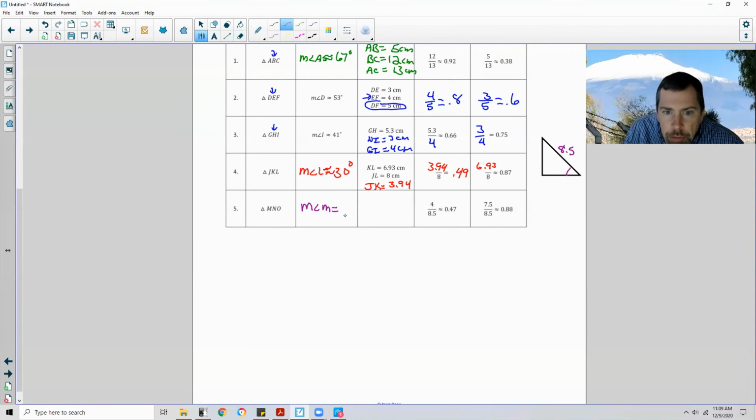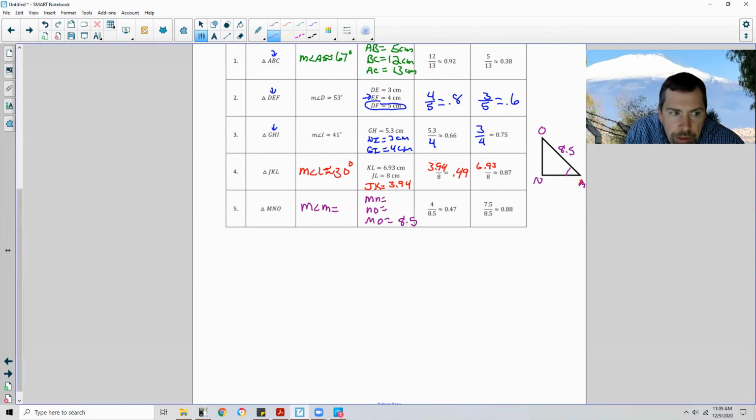The measure of angle M equals, we'll leave that blank for now. We know that the hypotenuse is 8.5, and if M is our angle here, this is M, then N is here, and O is up here. So we have the sides MN, NO, and MO. MO is 8.5. We already know that from the hypotenuse here.